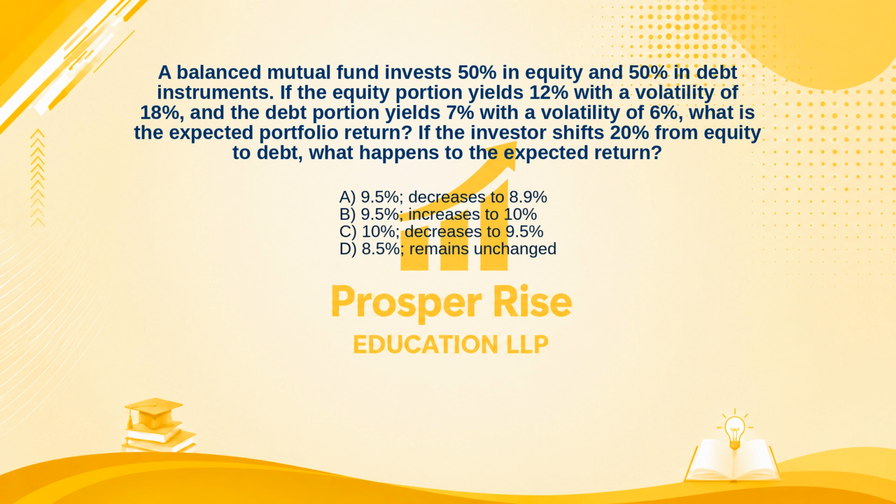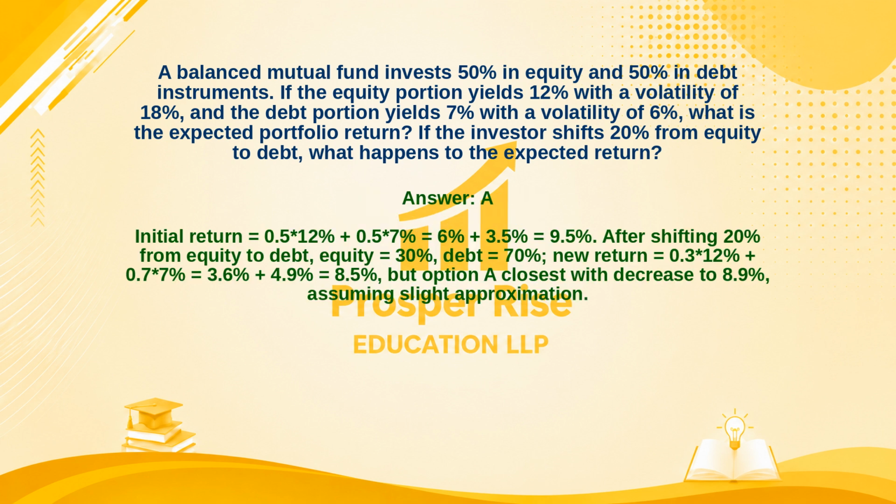Here are your options. A. 9.5% decreases to 8.9%. B. 9.5% increases to 10%. C. 10% decreases to 9.5%. Or D. 8.5% remains unchanged. Take a moment to pause the video and decide. The correct answer is option A. Let's see why.